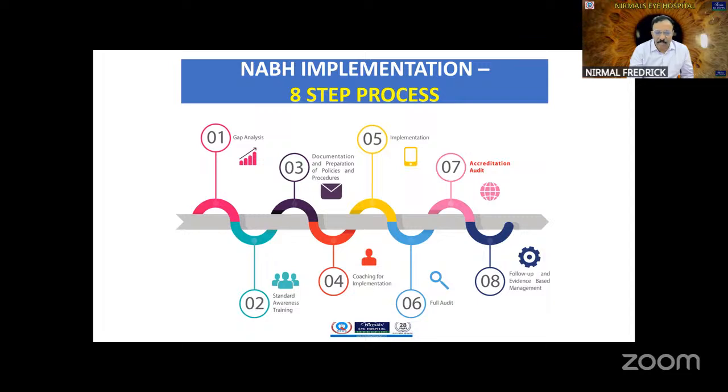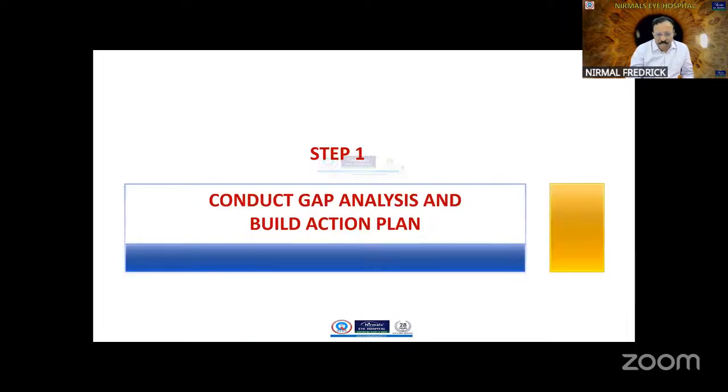This is the important third step. Then we need to train our staff how to write the standard operating procedures, how to implement them in the various areas of the hospital, and then have an audit. So this is the 8-step process, and let me take you through it.